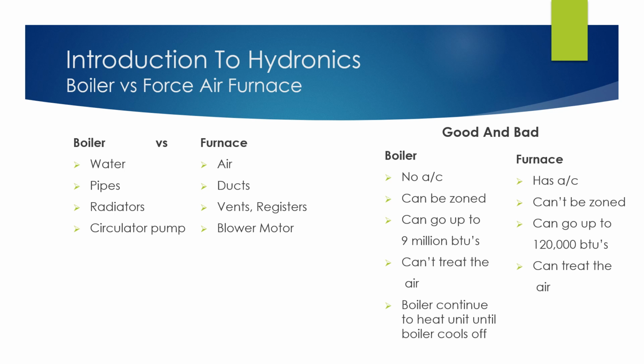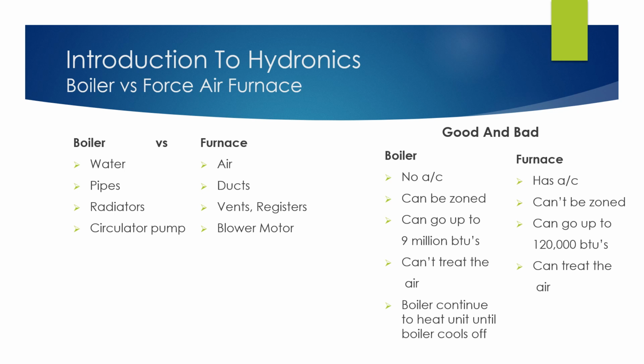The good and bad between a boiler and a furnace. A boiler has no air conditioning. A boiler can be zoned. A boiler can go up to 9 million BTUs, but a boiler cannot treat the air. A boiler continues to heat the unit until the boiler cools off.